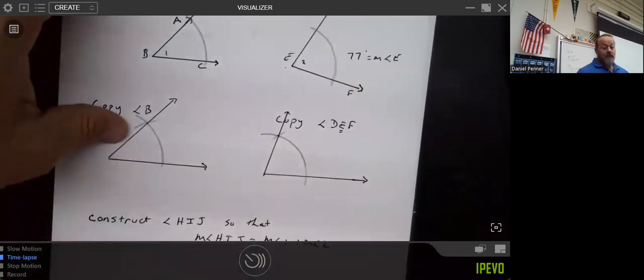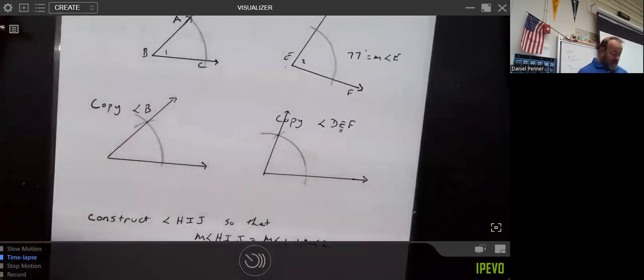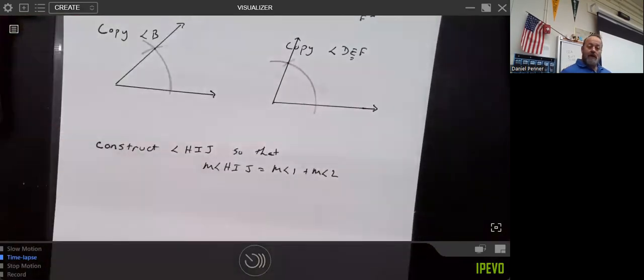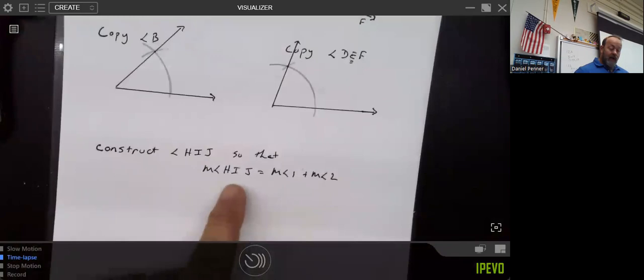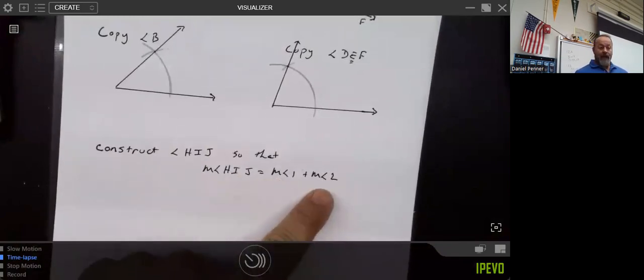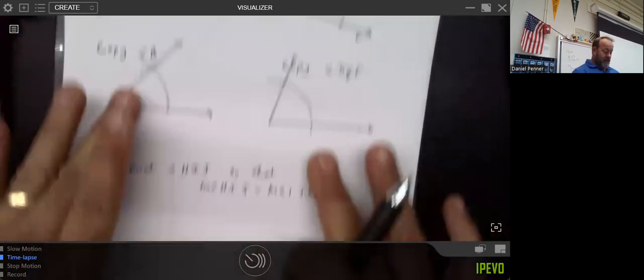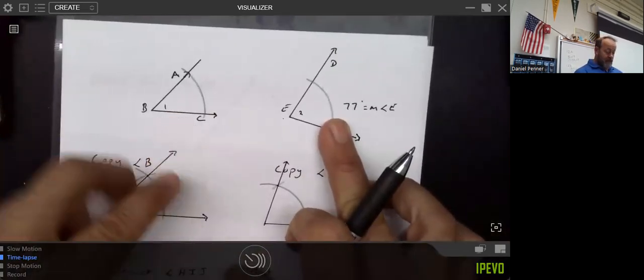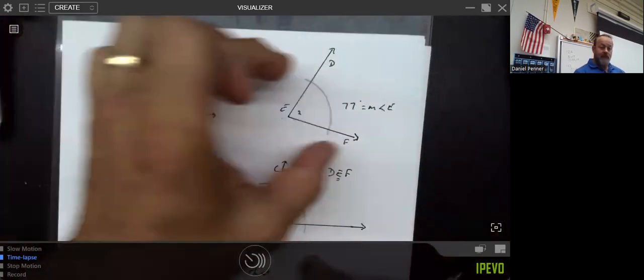Now, I think this next one is a little bit harder, and I've asked right here to go ahead and construct a brand new angle that I'm going to call HIJ, which is going to make I my vertex, but I want it to be as big as angle 1 and angle 2 added together. So I've got these two angles right here, and I want to make this brand new one. Now, keep in mind, my new one is going to be this big and this big together.